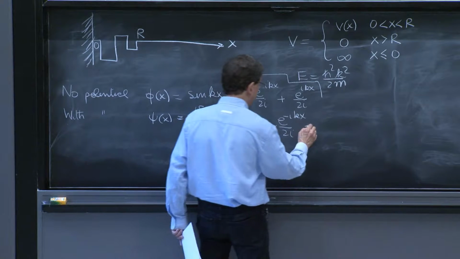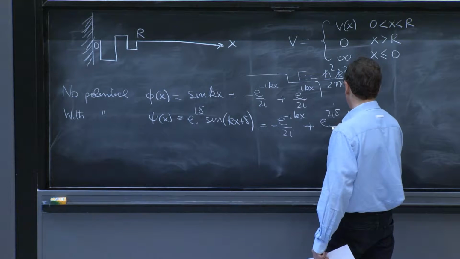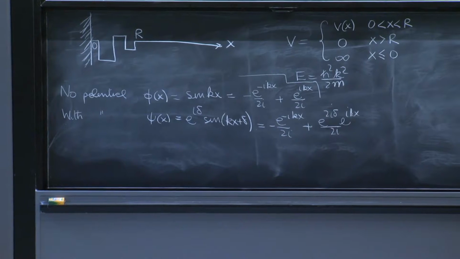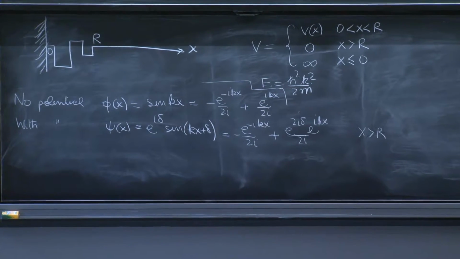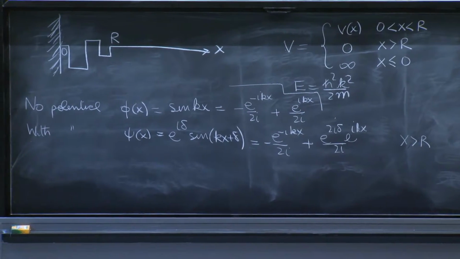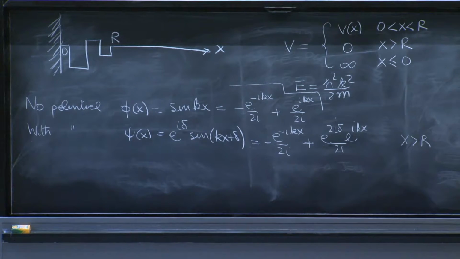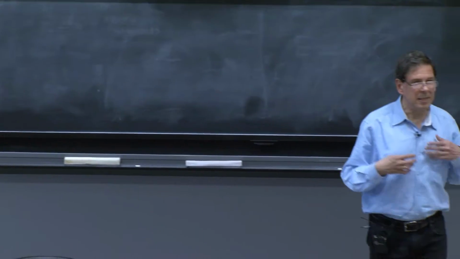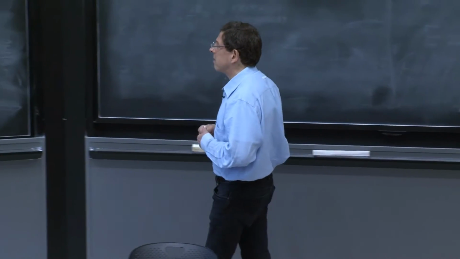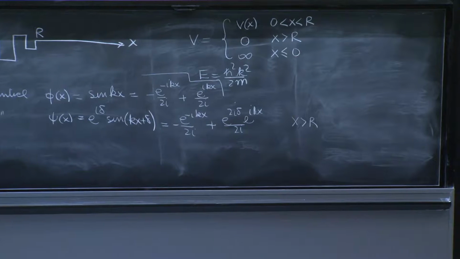On the other hand, here you would have e to the 2i delta, e to the ikx over 2i. And this solution is only valid for x greater than R. You see, this is just a plane wave after all. There's nothing more than a plane wave and a phase shift. The phase shift, of course, doesn't make the solution any more complicated or subtle. But what it does is, by depending on the energy, this phase shift delta depends on the energy or on k, then it produces interesting phenomena when you send in wave packets.